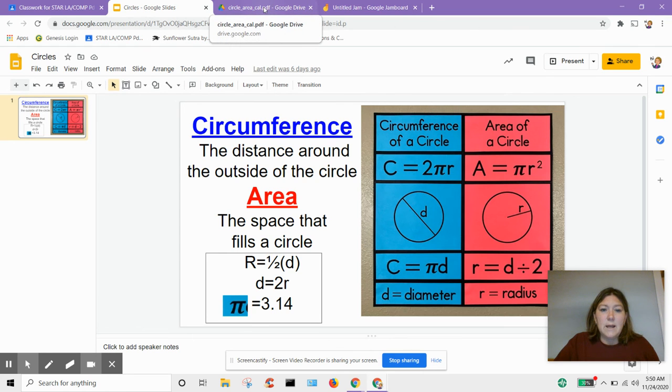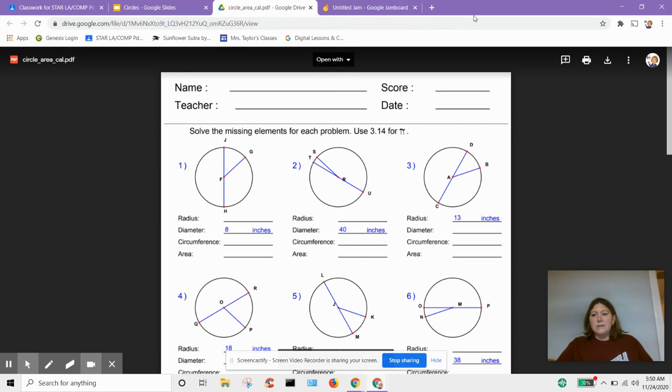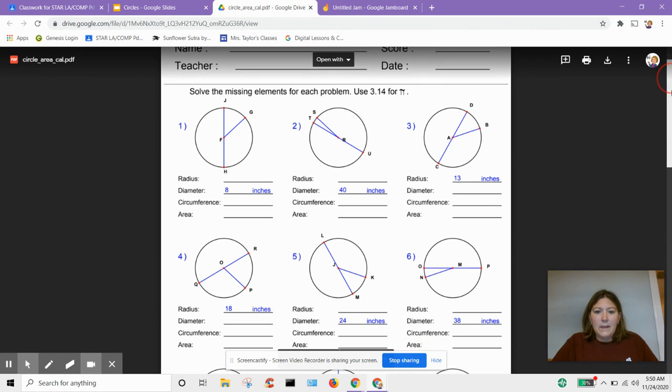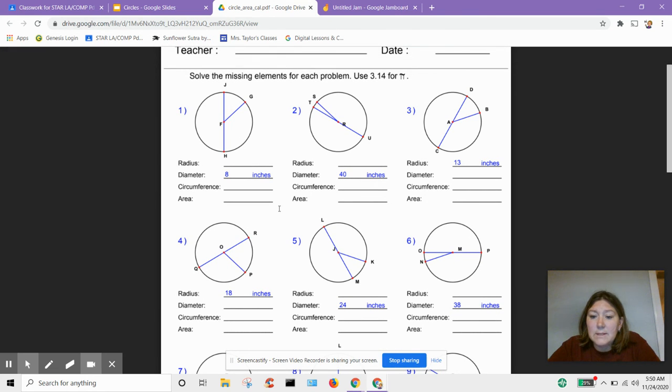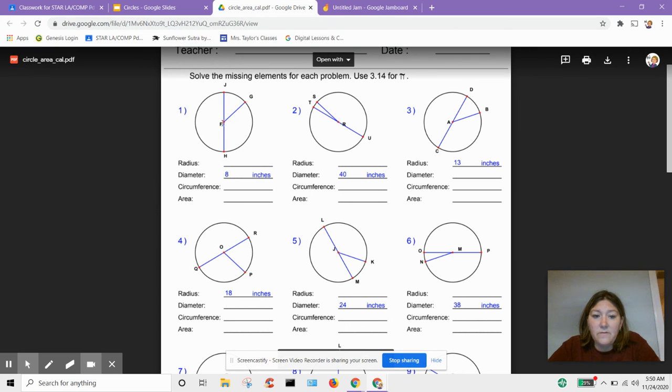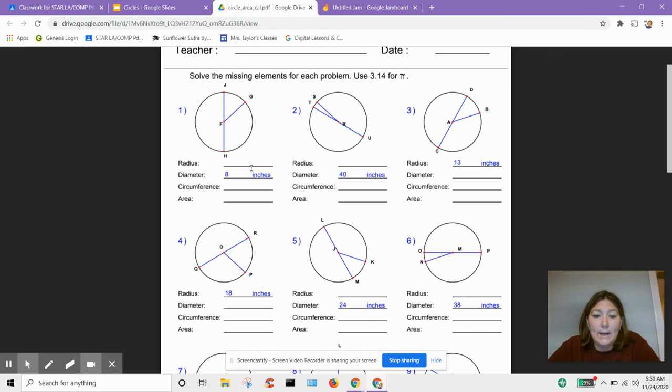And for now, I'm going to ask you to work on this here. I gave you just this area here. There are 6 circles. You're going to fill in 4 things for each circle: the radius, the diameter, the circumference, and the area. One of them will be given for each problem, either the radius or the diameter. If they give you the radius, you find the diameter. If they give you the diameter, you figure out the radius. And then you need the circumference and the area.